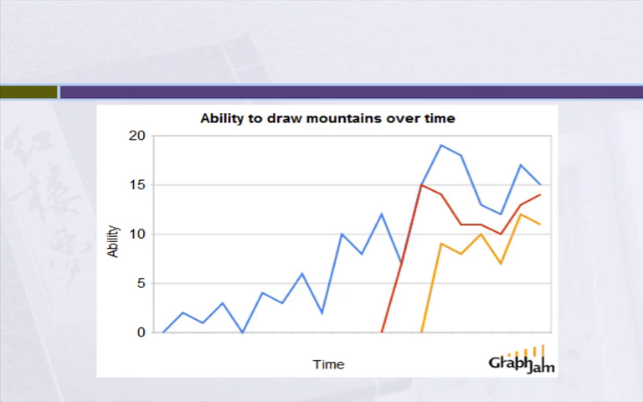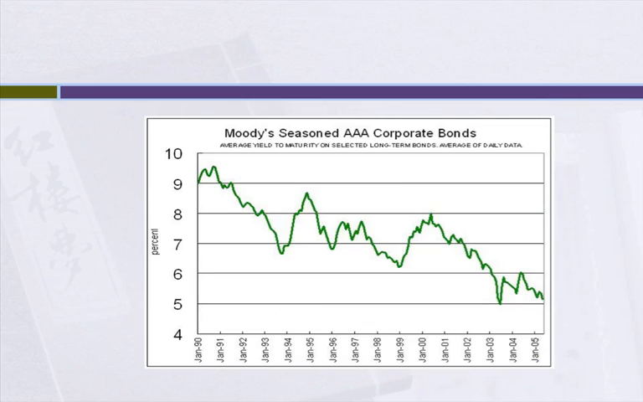So here are some examples from some intentionally comic graphs. The ability to draw mountains over time. It seems that the ability increases over time. Perhaps as you are adding more and more peaks and valleys, your mountains look better. Here's an example of time across the bottom and the rating of a specific type of stock or bond here, that over time, based on 1990 all the way through 2005, the percentage of this has decreased.